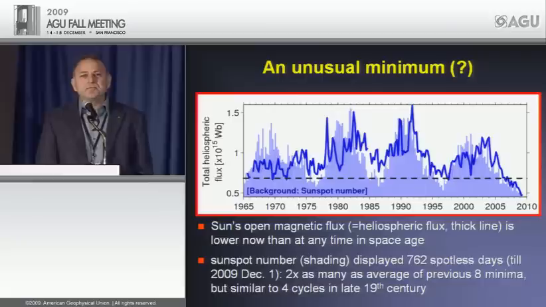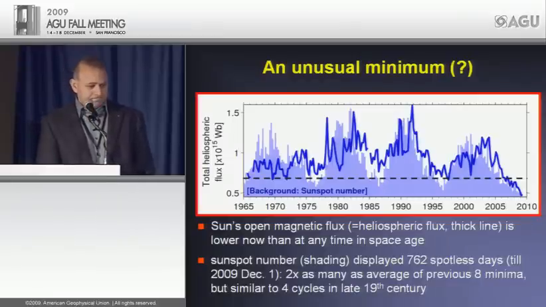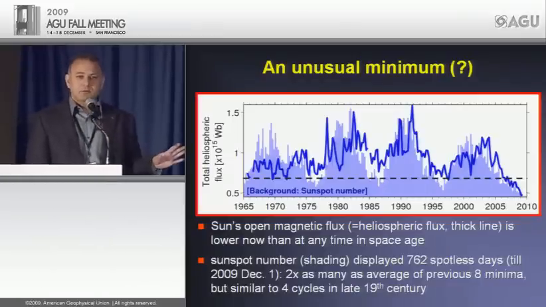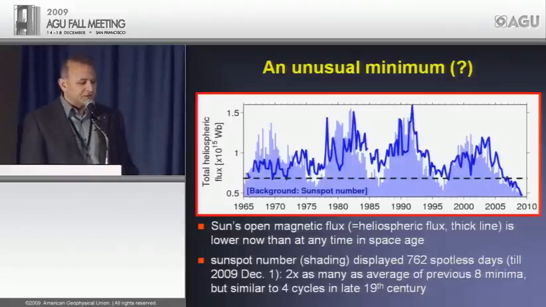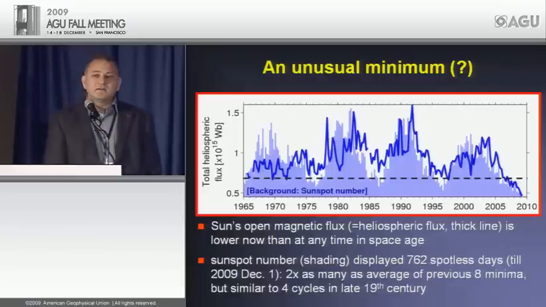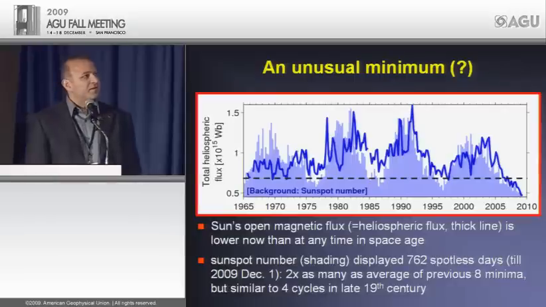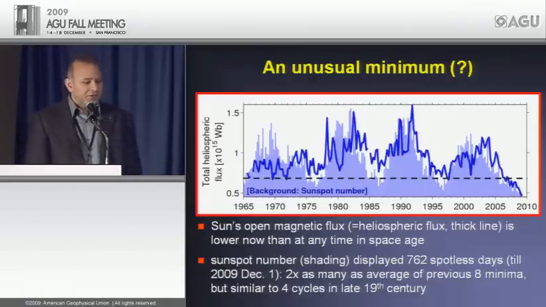So let's move ahead to the question, how unusual is the present minimum? And I'm just going to talk about global properties here. There are many details which are different, but let's just look at the big picture, so to say. What you see in this diagram is in the last 45 years, the heliospheric magnetic flux, which is the thick blue line, and if you follow it, you'll find that in the last couple of years, it's been lower than at any time in the last 45 years, which is basically the whole space age. That's the period of time where we could measure it.